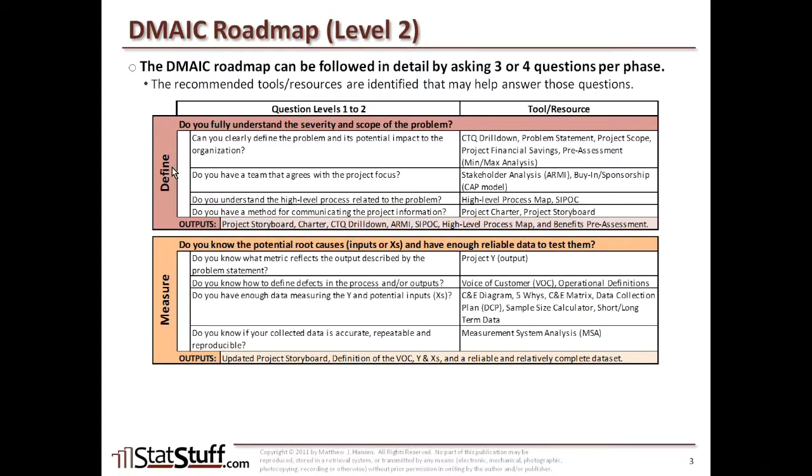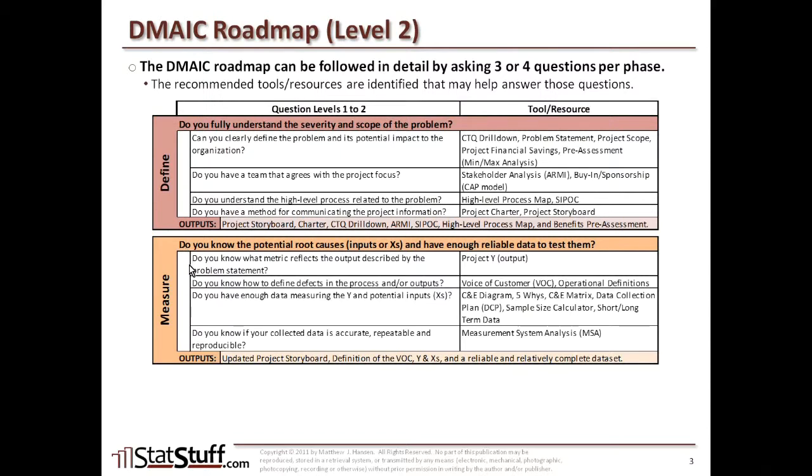So at the measure phase, it works the exact same way. We have that top level question. Do you know the potential root causes, which are the same thing as the inputs or X's as we would see in the transfer function, how we identify these root causes? And do we have enough reliable data to test those root causes? Well, again, if you're not sure or you know you don't have the answer to that question, then you want to use the second layer of questions to help answer that top level question. So if you can't answer yes, move down to this one.